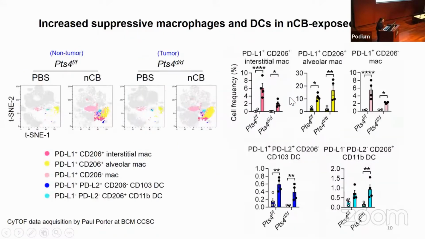We're curious, what are these cells and what markers do they express? And it turns out these are macrophages and dendritic cells expressing immunosuppressive markers such as PD-L1, PD-L2, and CD206. Most of the cells are interstitial macrophages and alveolar macrophages with double positive PD-L1 and CD206. These cells are considered to be immunosuppressive.